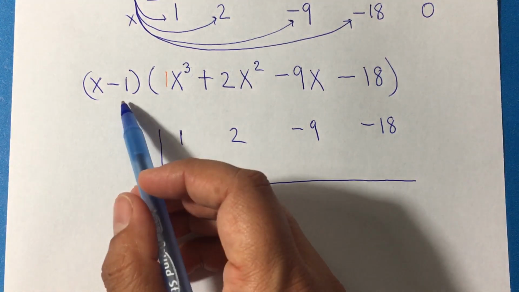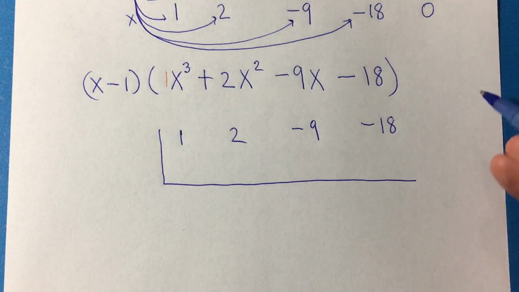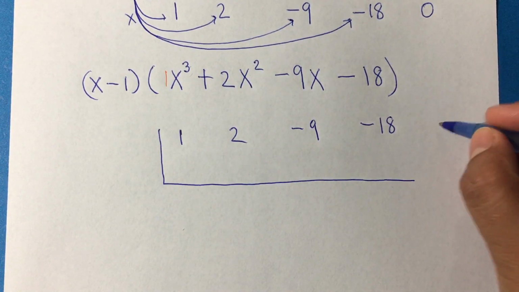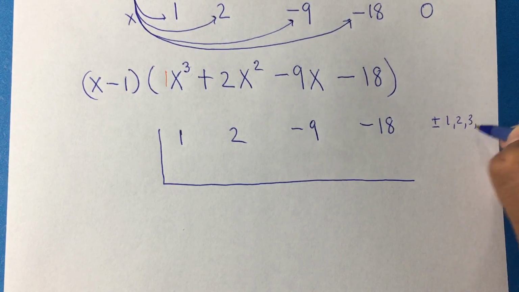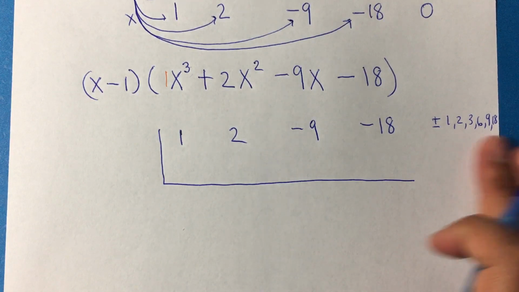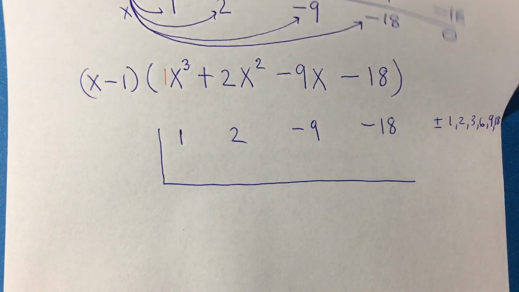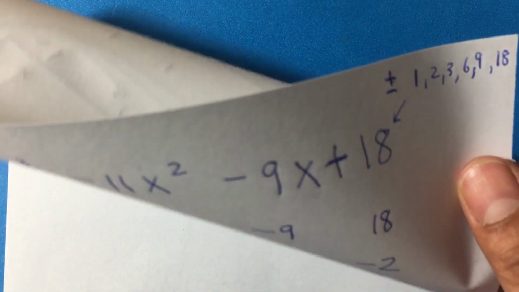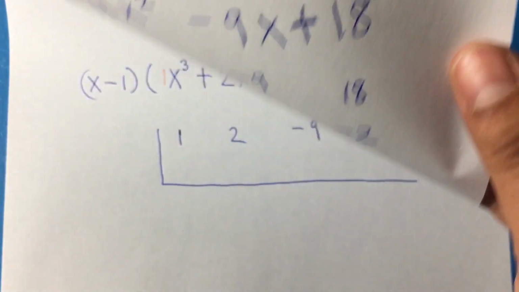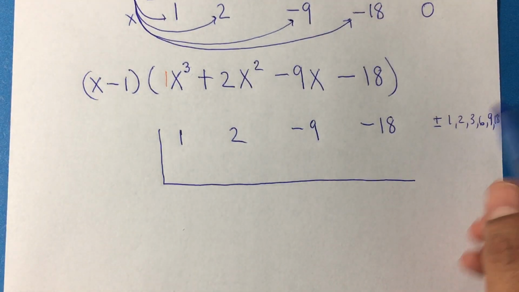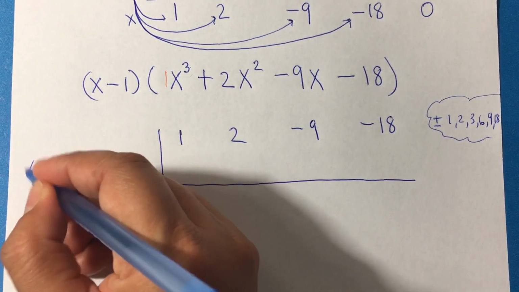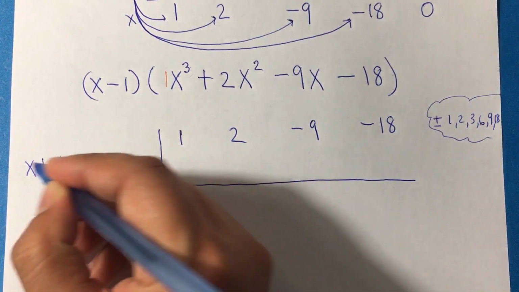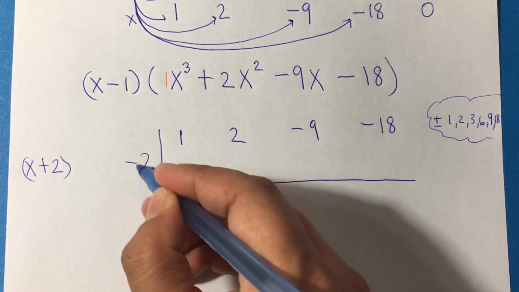Okay, so now from that list, and I'm going to write it in here, we had positive and negative 1, 2, 3, 6, 9, 18. We're going to continue with the same values that we found way up here. So we already did 1, let's do 2. So x plus 2. That means that I'm going to use negative 2 in here.